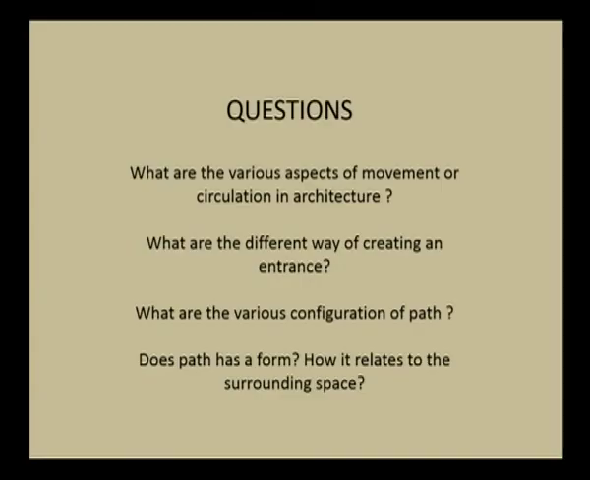Now we will see certain questions to recall the discussion that we did today. What are the various aspects of movement or circulation in architecture? What are the different ways of creating an entrance to a building or an entrance to a space within a building? What are the various configurations of path, or in other words, what are the various patterns of path? Does path have a form? How does it relate to the surrounding space?